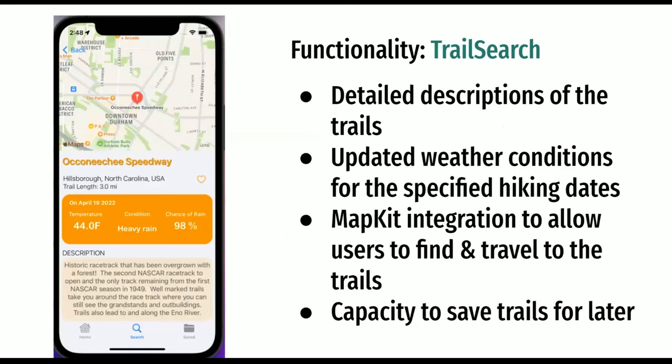So now we get into the detail page of our app. We have a lot of information in this detail page. At the bottom of this page, we can see a detailed description of the trail, and you can also see the updated weather conditions for the specific hiking dates you are looking for. In the top part of this page, there's a MapKit integration to allow users to find and travel to the trails. Lastly, we can also see the capacity to save trails for later.